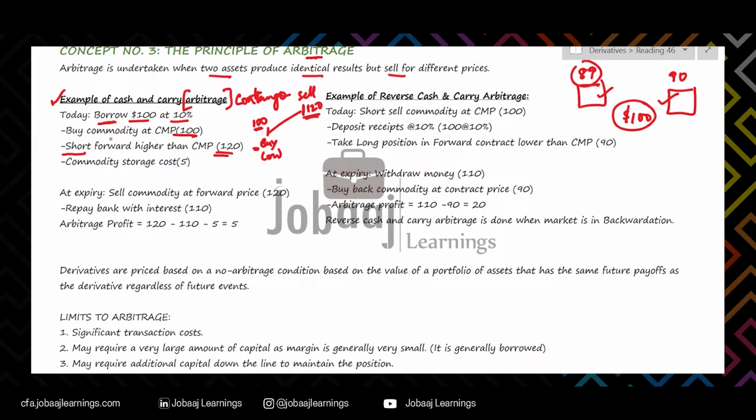120, and it is a commodity for which there is a storage cost as well of, let's say, $5. So at the expiry, you will be able to sell the commodity at 120 because you have entered into a forward contract. So taking this money, first you are going to repay the bank with the interest, 100 plus 10, that is 110. And even after paying the interest cost, you will get some profit, that is 120 sale price minus the purchase price along with interest cost, and then reducing the storage cost leaves you with $5 profit.